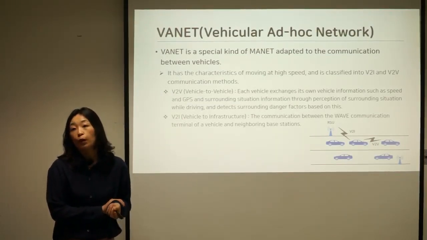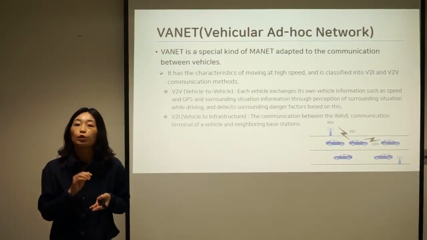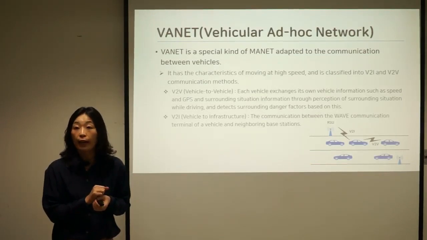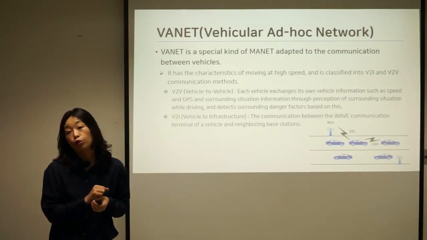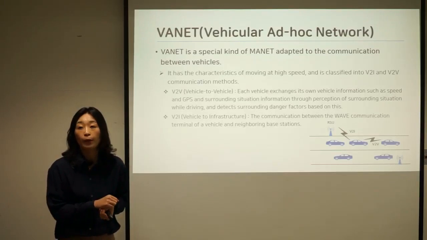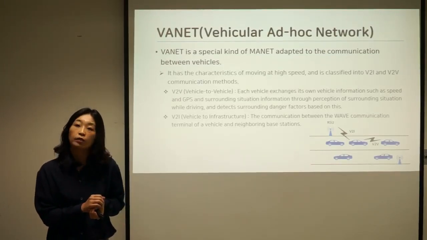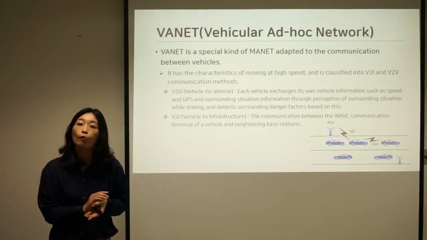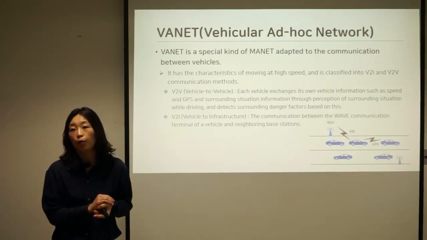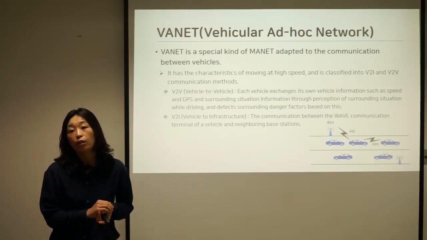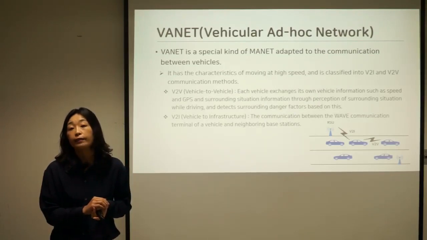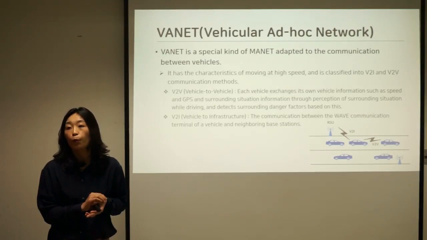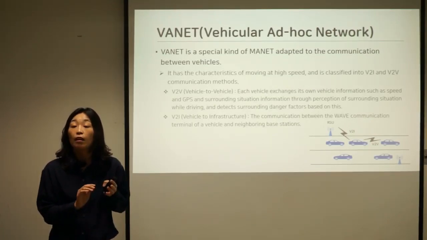V2V refers to vehicle-to-vehicle communication. By using V2V, each vehicle exchanges its own vehicle information such as speed and GPS and surrounding situation information through perception of the surrounding situation while driving, and detects surrounding danger factors based on this. V2I refers to the communication between the wave communication terminal of a vehicle and a neighboring base station. It is a communication method for providing signal information and safety service at intersections, priority signal control for emergency vehicles, and collecting and providing traffic information.